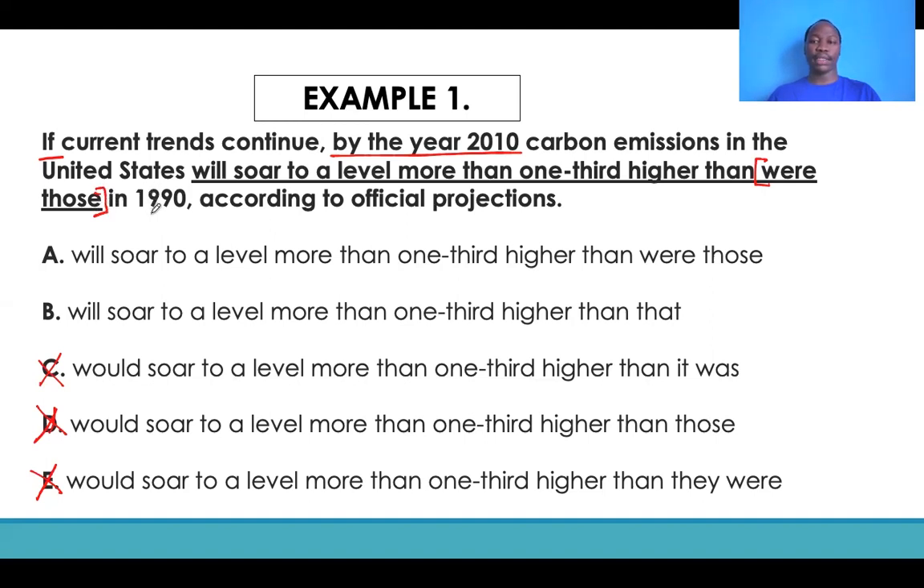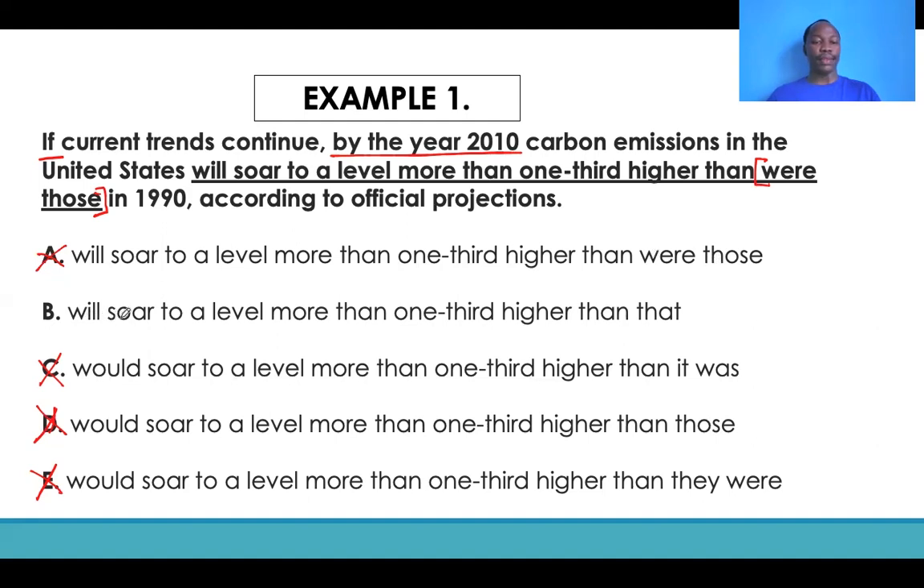So for that reason, A being similar to what has been underlined, we can eliminate A, because you cannot refer to emissions in 1990 by using this or those. It creates some form of ambiguity, and it lacks concision, and opens up a lot of questions as to what those is referring to.